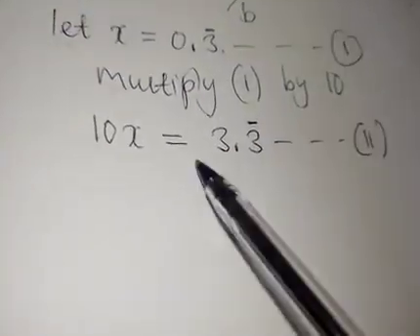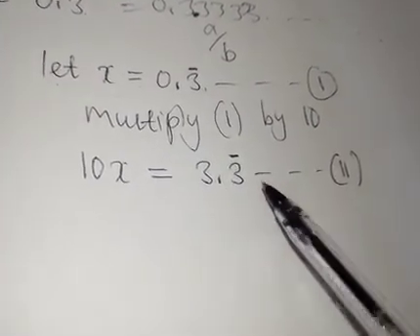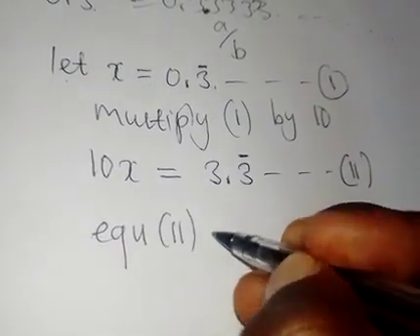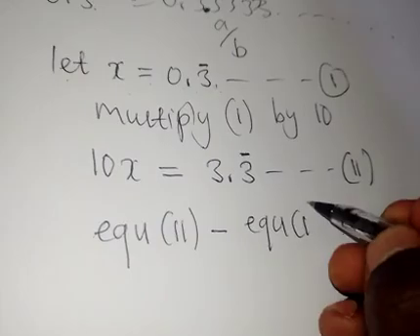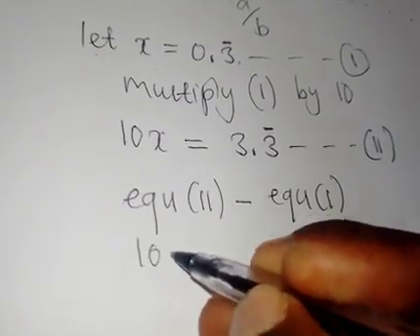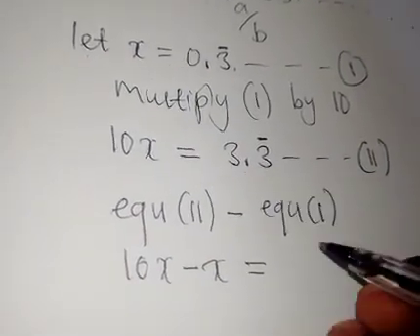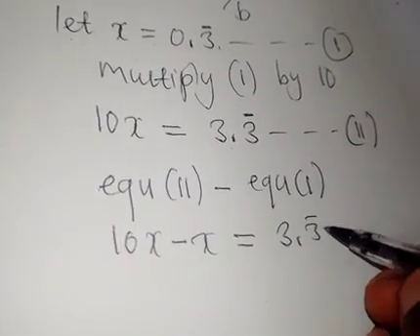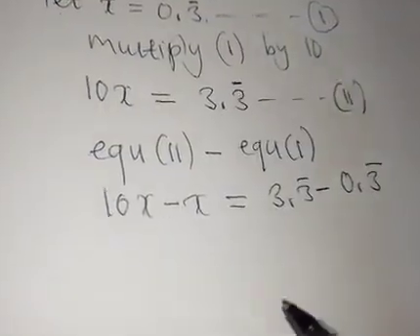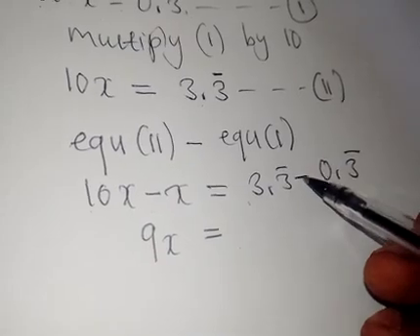Okay, then the next step, you should subtract these two equations. So you say subtract equation 2 minus equation 1. From the left side you have 10x minus x, which should be equal to 3.3 minus 0.3. So 10x minus x is simply 9x, being equal to 3.3 minus 0.3.